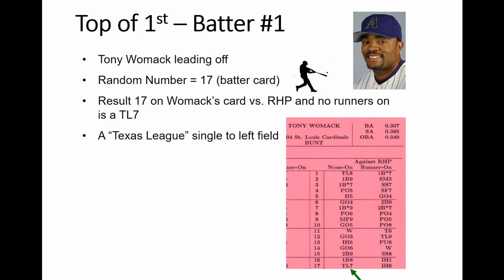So he rolls a 17, and since the bases are empty, as you can see in the lower right-hand corner of the screen, you look at the columns that are against the right-hand pitcher, which is Vernon Law, and nobody on base. And result number 17 is a TL7, which is a Texas League single to left field. So we have a runner on base right away. There goes the no-hitter.